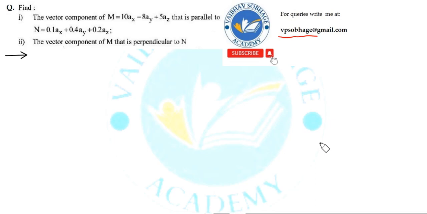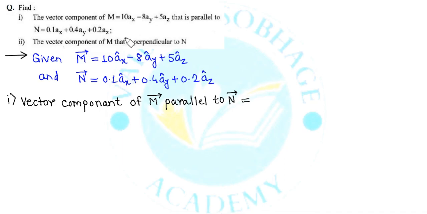Okay, so now we will begin with this numerical. So in this numerical, we have been given two vectors, that is vector m and vector n, which is basically expressed in rectangular coordinate system.